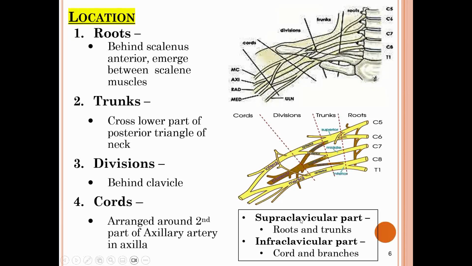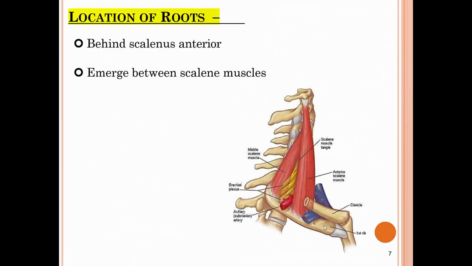Now the divisions are situated behind the clavicle, and the cords, as I mentioned already, are lateral, posterior and medial. They are situated below the clavicle, so the cords and the branches form the infraclavicular part, while roots and trunks form the supraclavicular part of the brachial plexus. The roots arise behind the scalenus anterior, so they are situated between the scalenus anterior and scalenus medius.